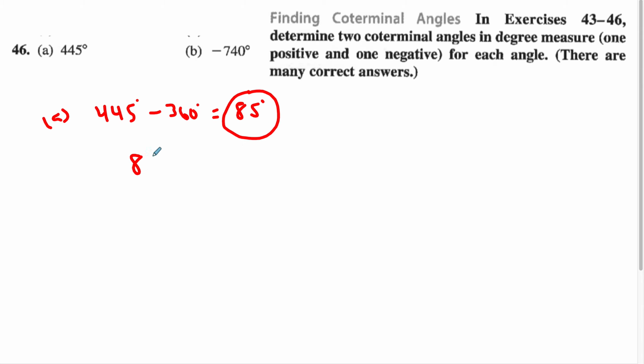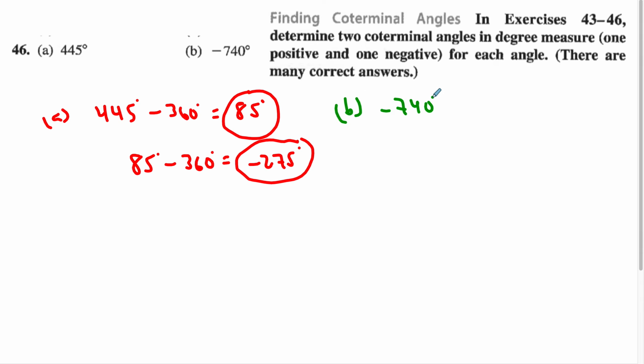Now, that is our positive. If I want one that's negative, could I keep going? Could I subtract another 360? Sure, I'm just going around twice now. And that's guaranteed to be negative, so it'd be negative 275. So with degrees, instead of the 2 pi, as we had with radians, it ends up being 360 degrees.